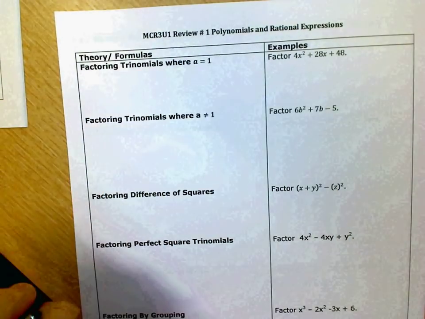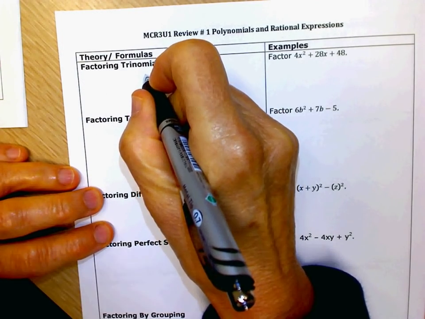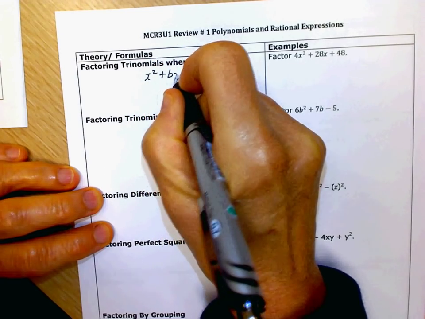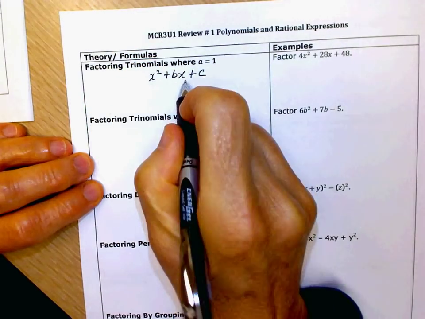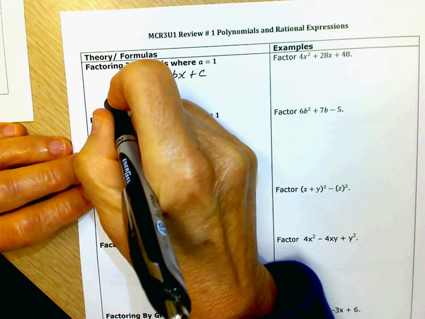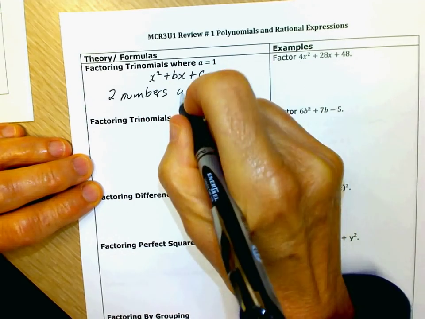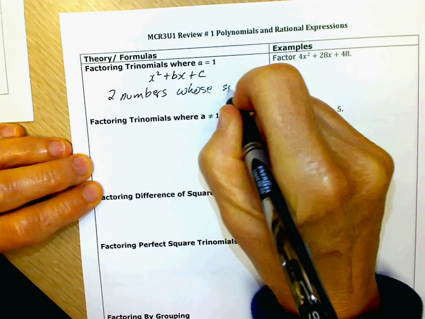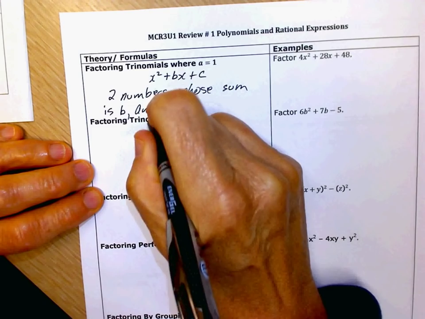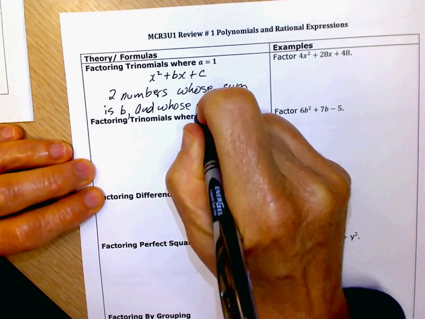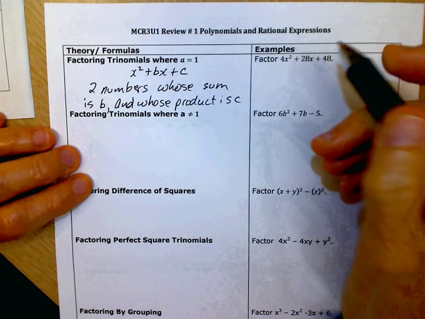Okay, when we're factoring trinomials where a equals 1, the trinomial has this form, x squared plus bx plus c. To factor this, we will need two numbers whose sum is b, and whose product is c. So let's look at this first example over here.